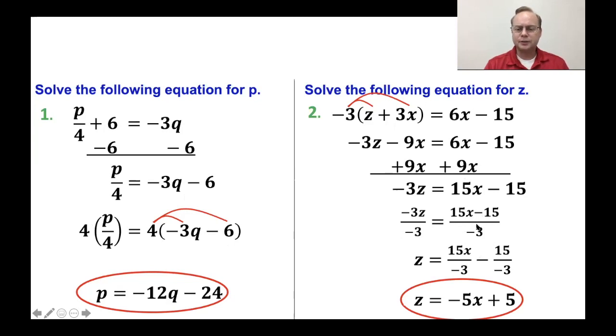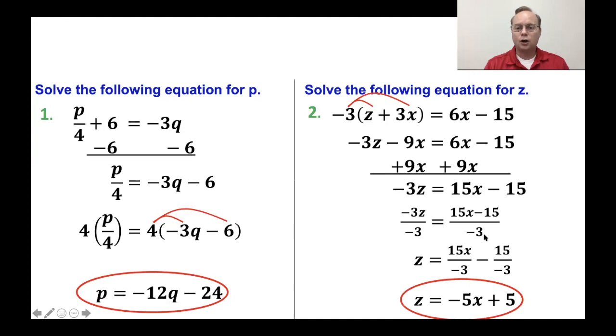Here it gets just a little bit complex because we're dividing by a negative 3. So 15x divided by negative 3 would give me negative 5x. I've got a negative 15 divided by negative 3 gives me my positive 5. So these double negatives here, because this is essentially multiplication, right? Negative 15 divided by negative 3 gives me a positive 5.